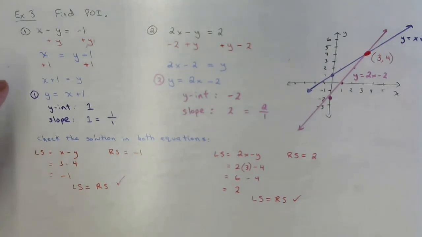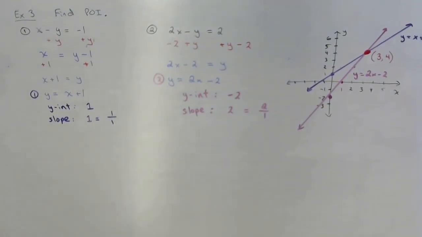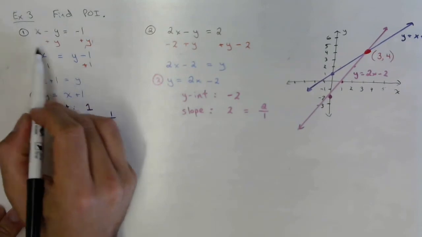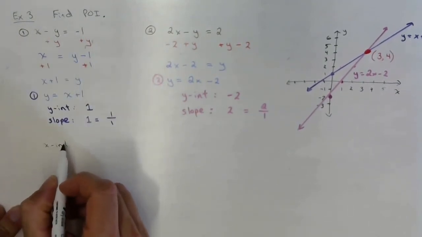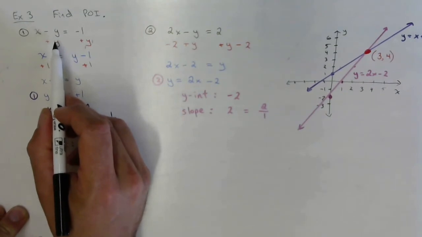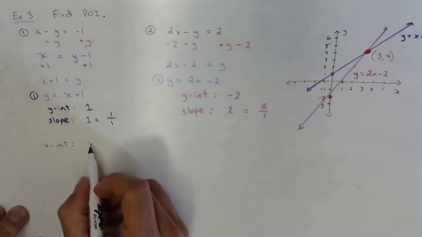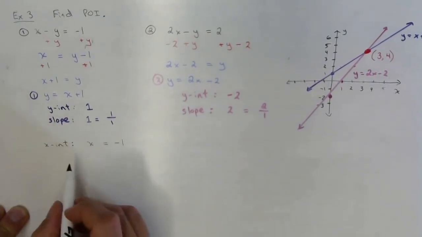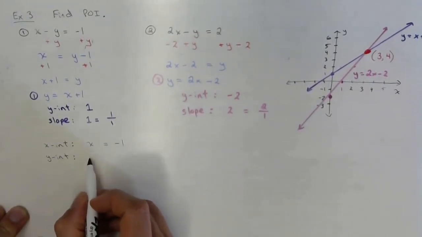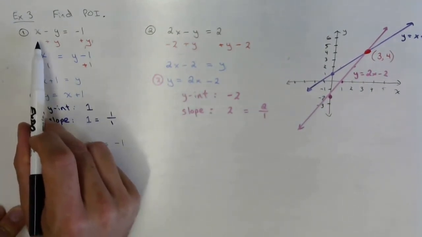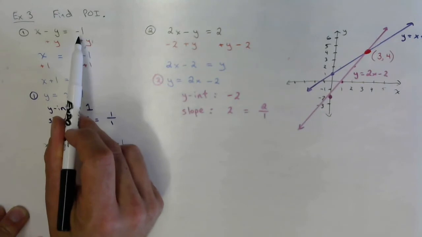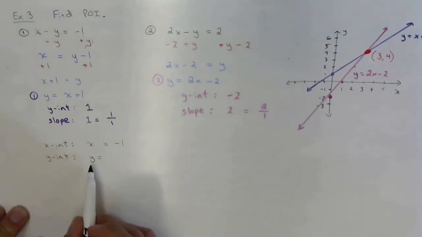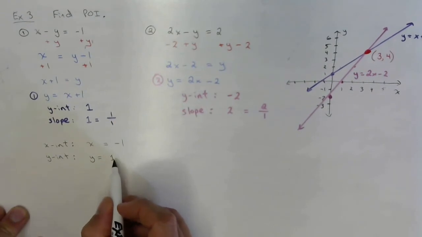Using intercepts. What I could have done, you don't need to write this, but if it's helpful to jot something down, you could. I can take this and find the x-intercept by making y 0. The x-intercept occurs where y is 0. So all I would get then is x minus 0 equals negative 1. So that gives me the x-intercept. For the y-intercept of equation 1, I set x equal to 0. That's going to give me negative y equals negative 1. Well, if negative y equals negative 1, what does y equal?